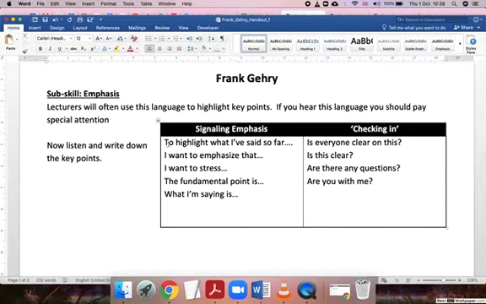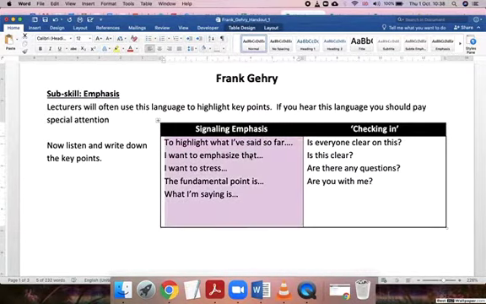Okay? So a lecturer can say, to highlight what I've said, or I want to emphasize that, I want to stress, the fundamental point is, what I'm saying is, and so on. So when you hear these phrases, you understand, aha, this is really important. I really need to take notes of this. And also a lecturer can check in, yes, to see that students are listening, students understand him or her. Okay, so let's practice this.